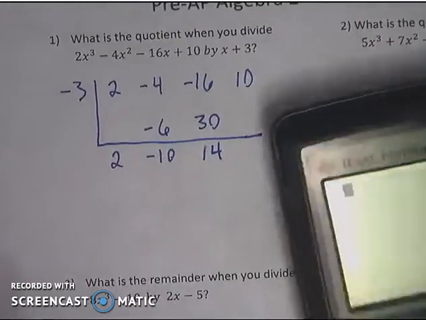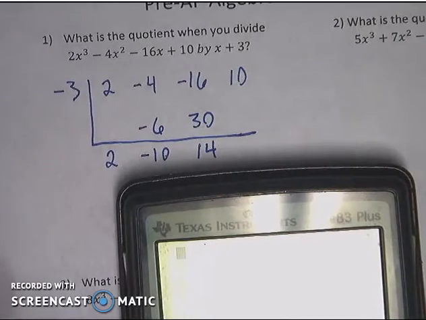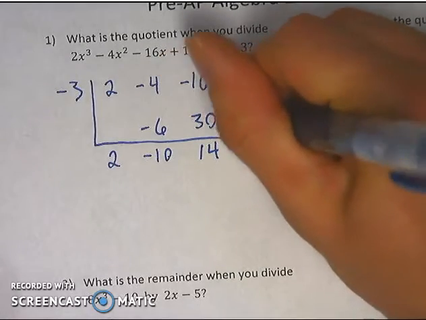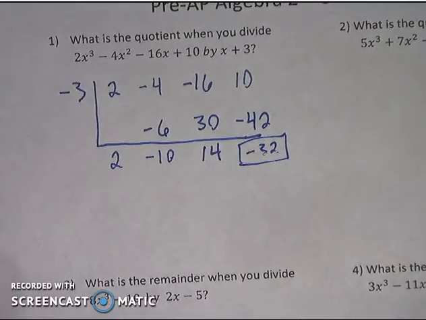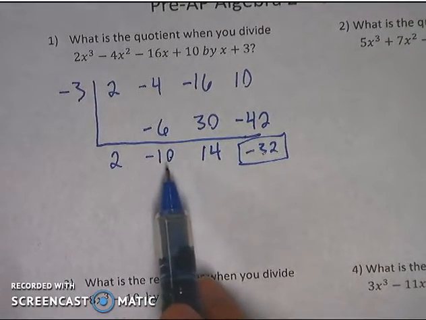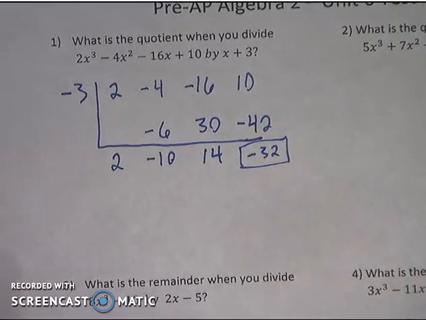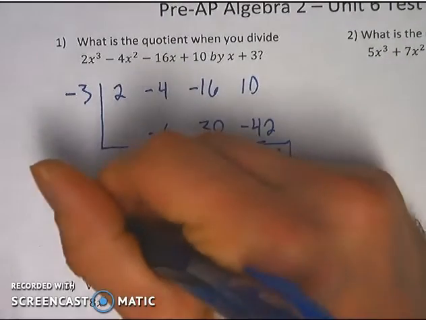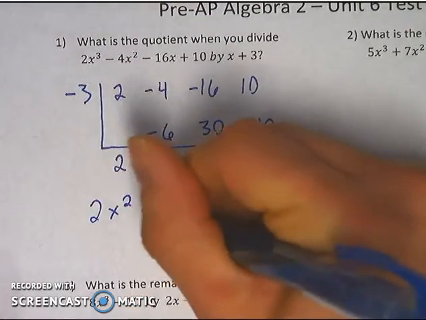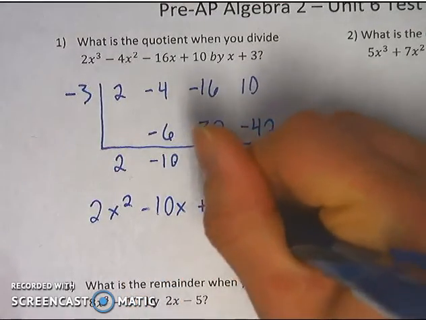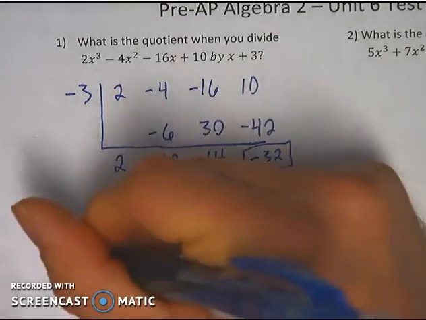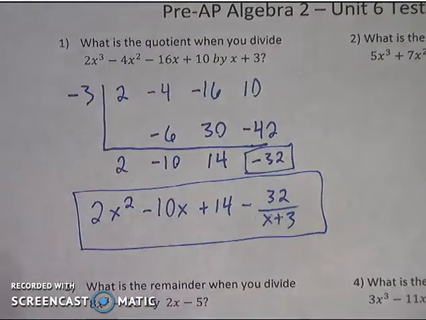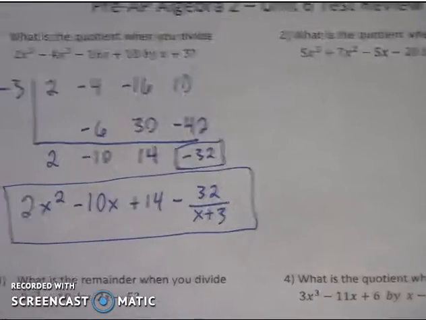14 times negative 3, I'm going to cheat and use my calculator here. 14 times negative 3 is negative 42. I'm going to add those to get negative 32. So right here, this is my x squared term, this is my x, this is my constant, there's my remainder. So if I was to write out the quotient here, I would write 2x squared minus 10x plus 14 minus 32 over x plus 3. There's your quotient.